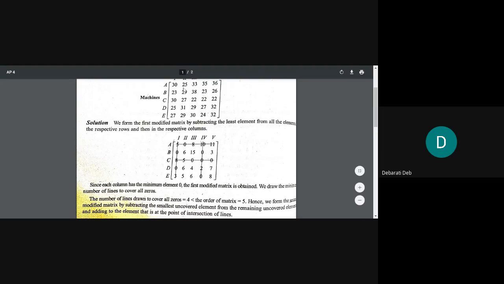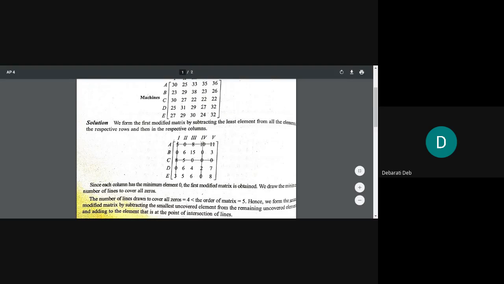In the respective rows, we will find out the minimum element. In the first row, the minimum element is 25. So you will deduct 25 from all the elements in this row: 30 minus 25, 25 minus 25, 33 minus 25, 35 minus 25, and 36 minus 25. Similarly, we will do for all the other rows.